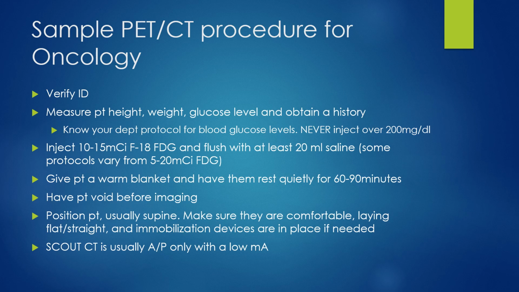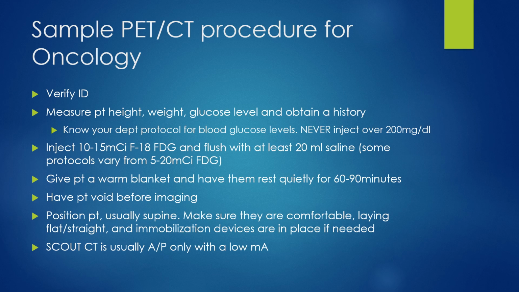Inject with anywhere from 5 to 15 millicuries. It typically used to be 5 to 10 millicuries, but some of these new scanners will vary in the protocols, and you can actually give a lower dose. So that has become a pretty wide range for what's acceptable for a dose. You'll just have to know what your facility will accept. 10 to 15 has always been pretty much the go-to dose, but these new scanners that are much more sensitive, you may be able to get away with only giving 5. Know whatever your protocol gives. And then you want to flush with at least 20 milliliters of saline.